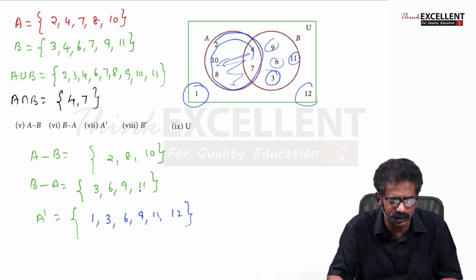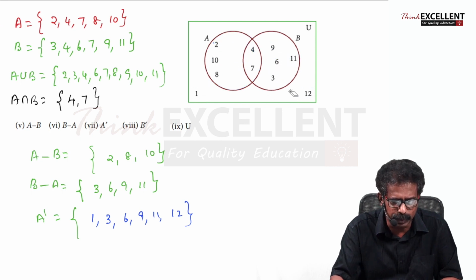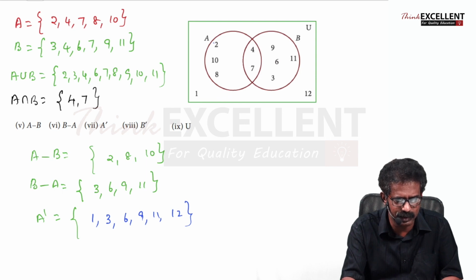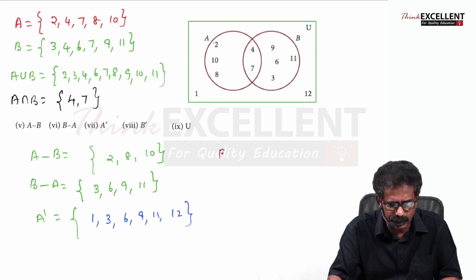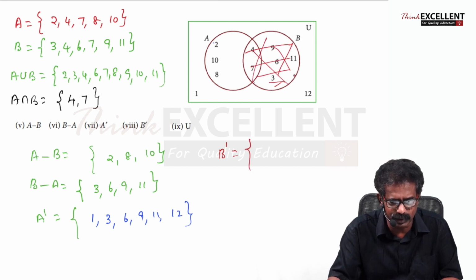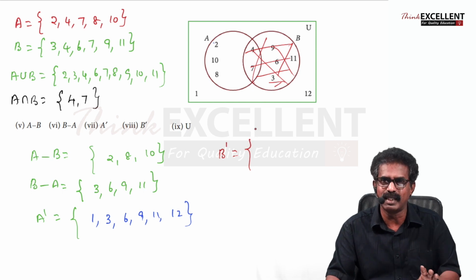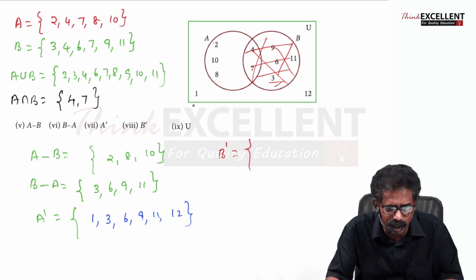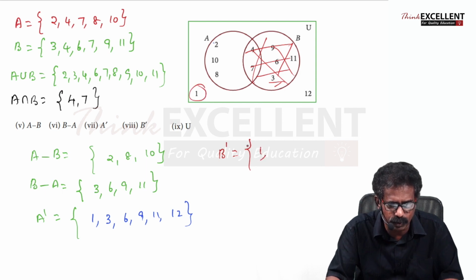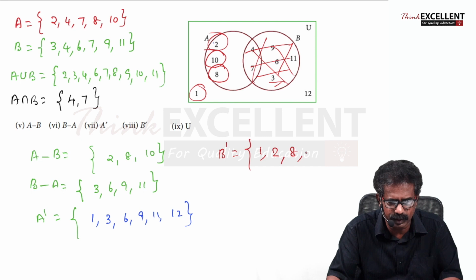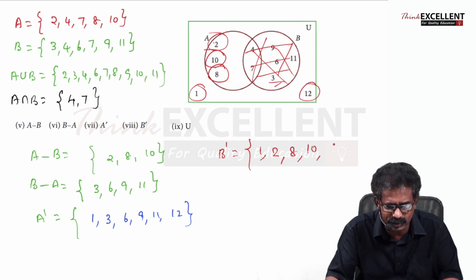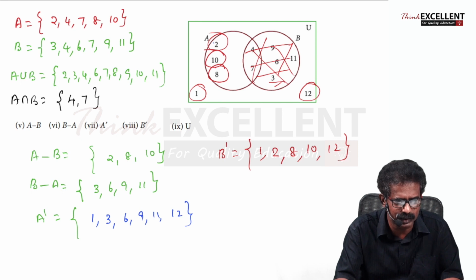Are you able to understand this? So like this you can find A dash. Next I want you to say B dash, right? How can you find B dash? B dash means elements which are not in B. Don't take that B, leave that B and say all the remaining elements. So the smallest number is 1. Then 2 is there, then 8 is there, then 10 is there. Anything else? Yes, here 12 is there, right? So hope you understood. That is B dash.